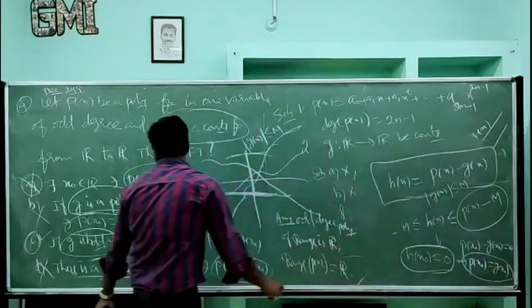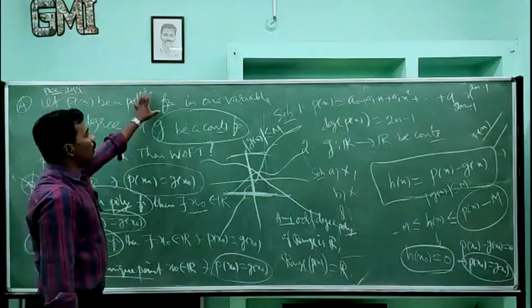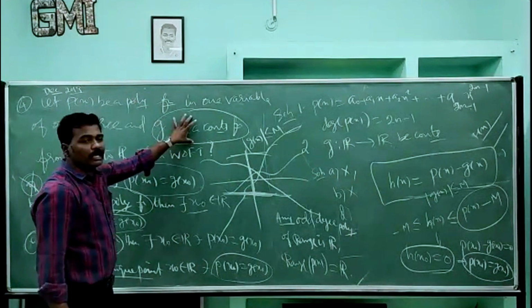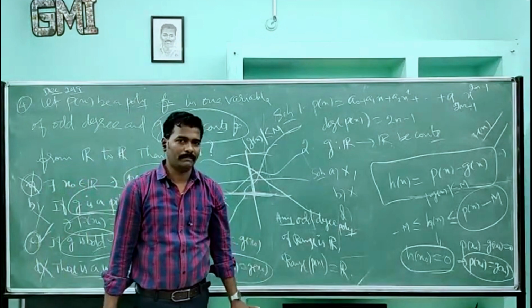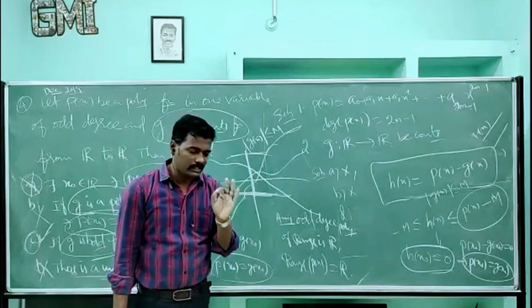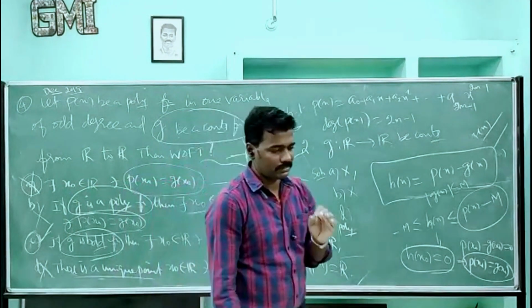Now what that says, this option C is always true. An odd degree polynomial and a bounded continuous function always have to meet at least one time. So therefore option C is right. Option C is always right.